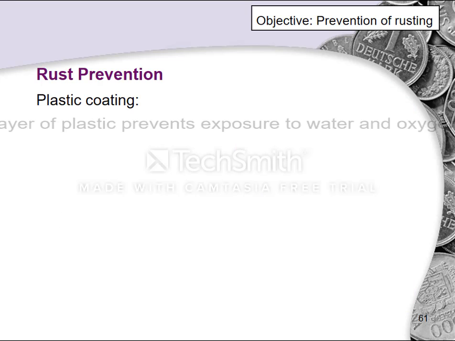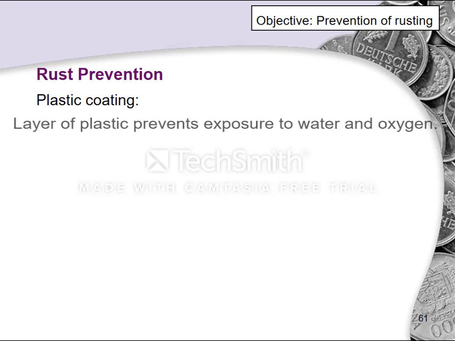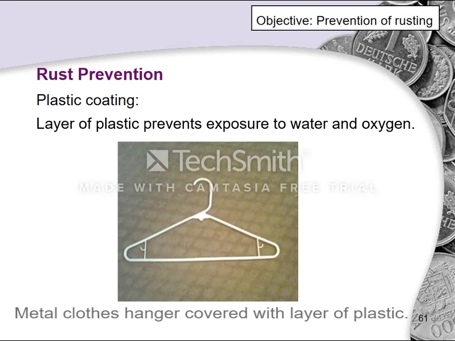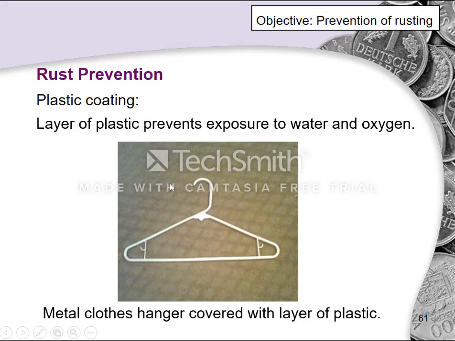Alright, so let's go through a bit more detail. The plastic coating itself, for example, the hanger. A layer of plastic prevents exposure of the iron inside the hanger from coming in contact with oxygen in the air, or water. Hence, this iron cannot rust.